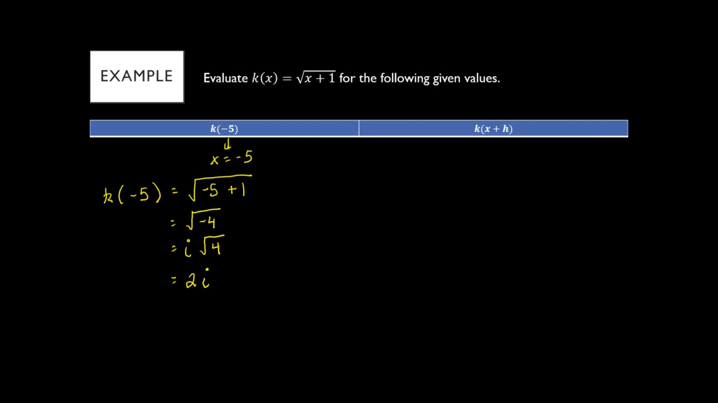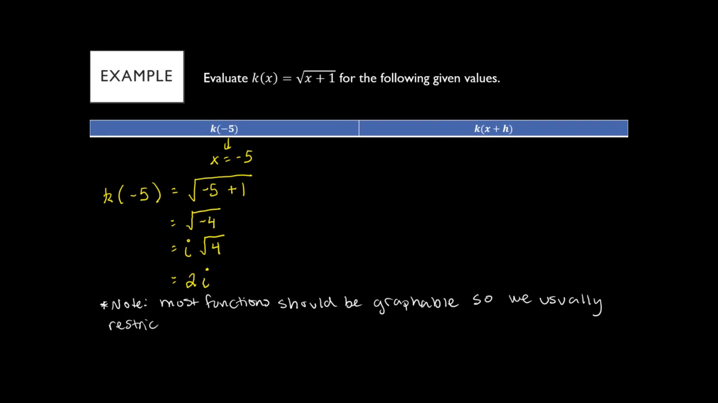So we're just plugging in a value for X, following the order of operations. In this case, it actually gave us an imaginary number 2I. Now, just as a general note here, most functions should be graphable. So we usually restrict the domain. And the domain is the input values. So we usually restrict and don't plug in certain values. Restrict the domain to avoid complex answers.